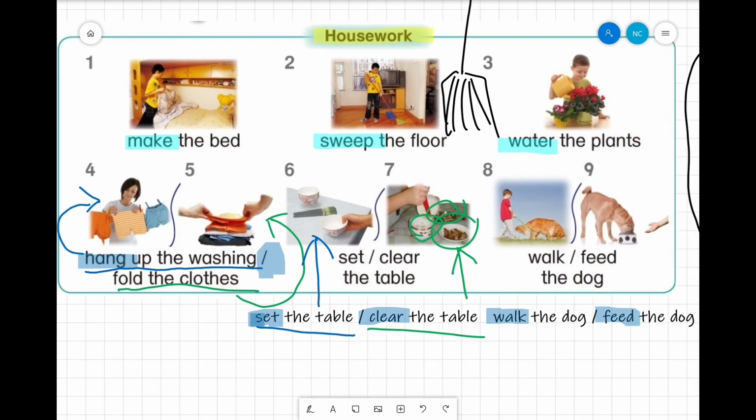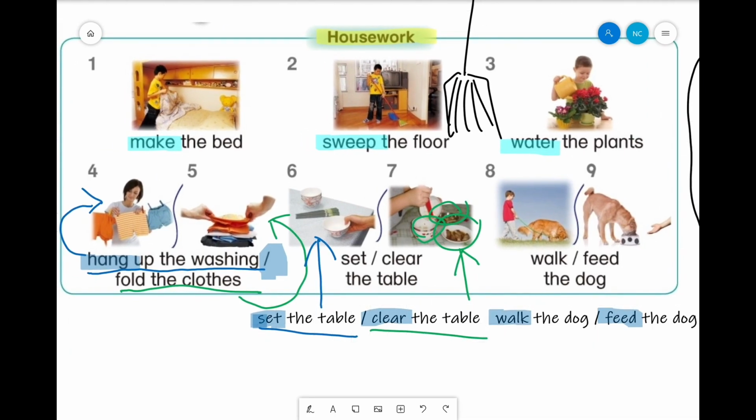This is all for today's lesson, but let us read together from the top. Make the bed. Sweep the floor. Water the plants. Hang up the washing. Fold the clothes. Set the table. Clear the table. Walk the dog. Feed the dog.